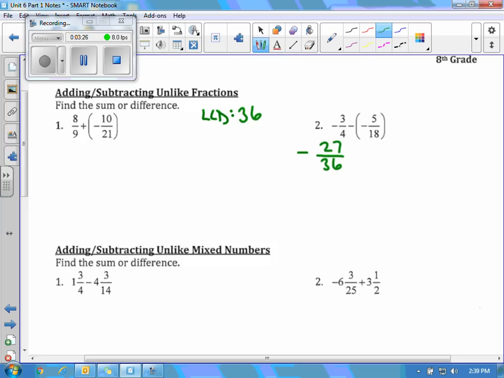And then I have minus a negative, which I know is plus a positive. 18 times 2 is 36. 5 times 2 is 10. So I have negative 27 plus 10 over 36. I'm adding numbers with opposite signs. So big minus little, 27 minus 10 is 17. The bigger number is negative, so negative 17 over 36 would be my final answer there. Again, I'll leave number 1 for you guys to try.